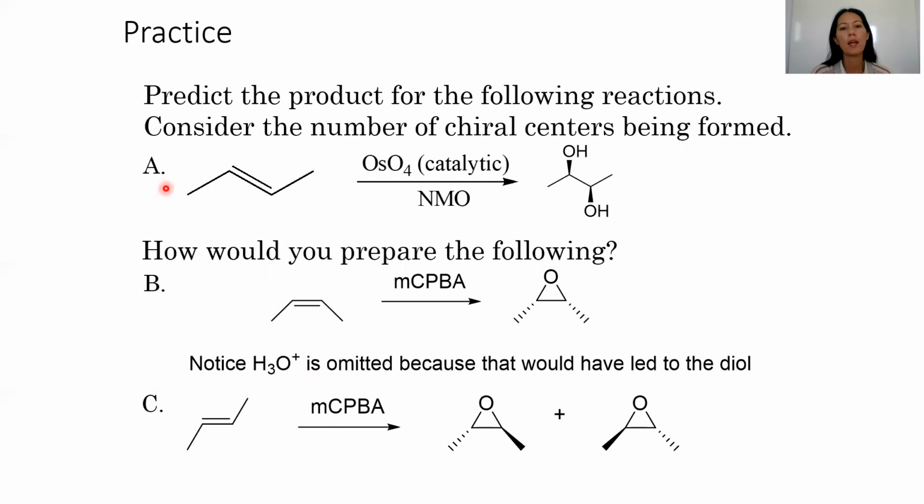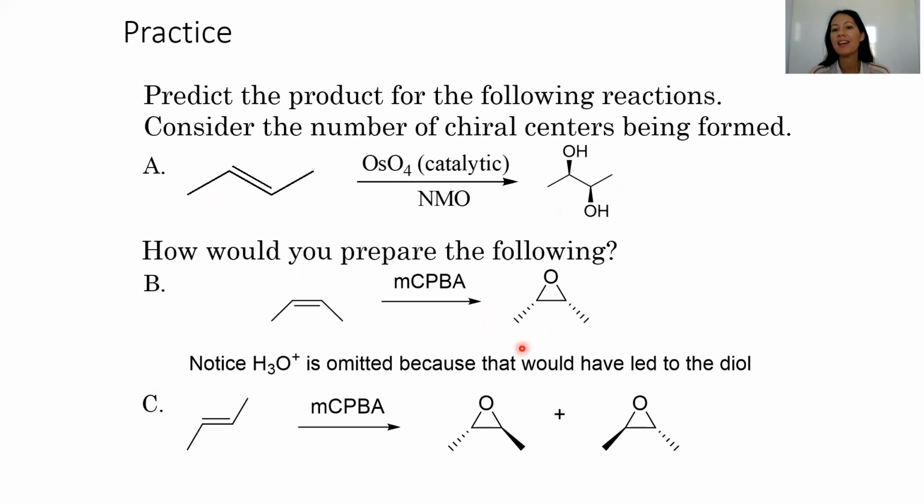So for the first one, I'm going to get the syn diol. So to reflect that, I keep the parent skeletal system the same, 1, 2, 3, 4 butane here, but then I put the OHs both up on top. That's syn. So that's what you get from this combo with osmium tetroxide and NMO.